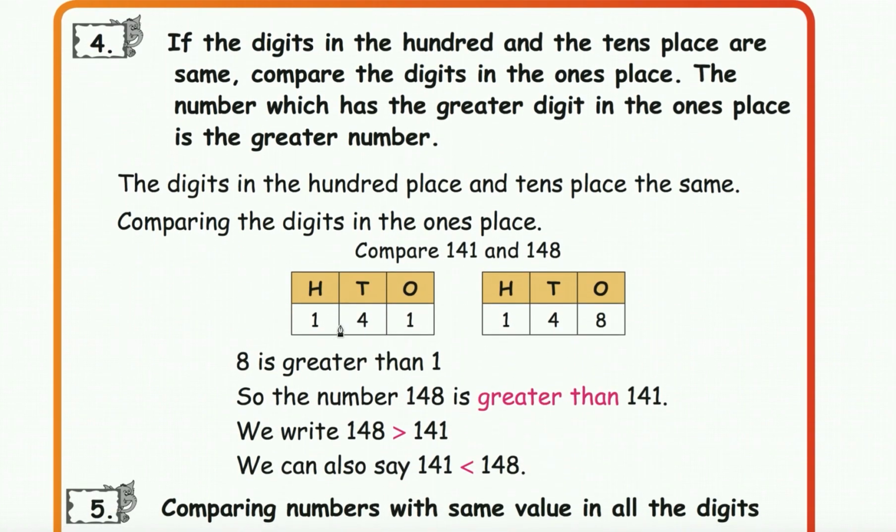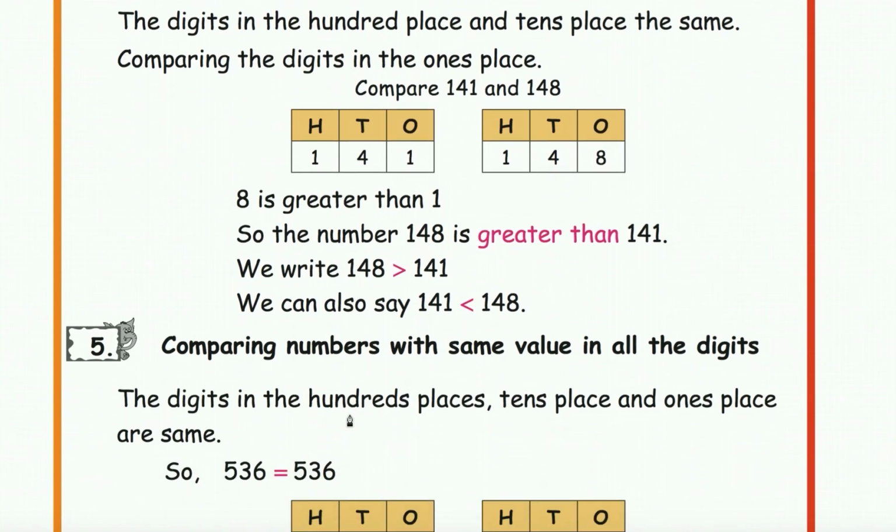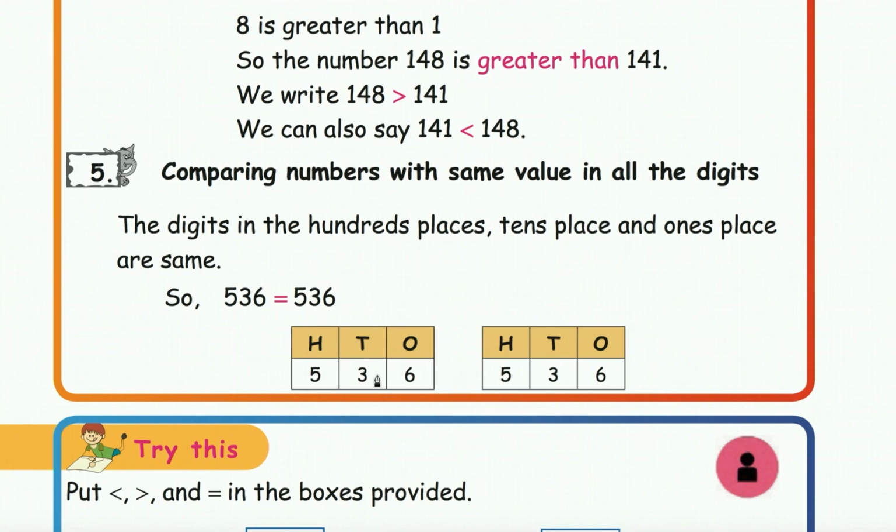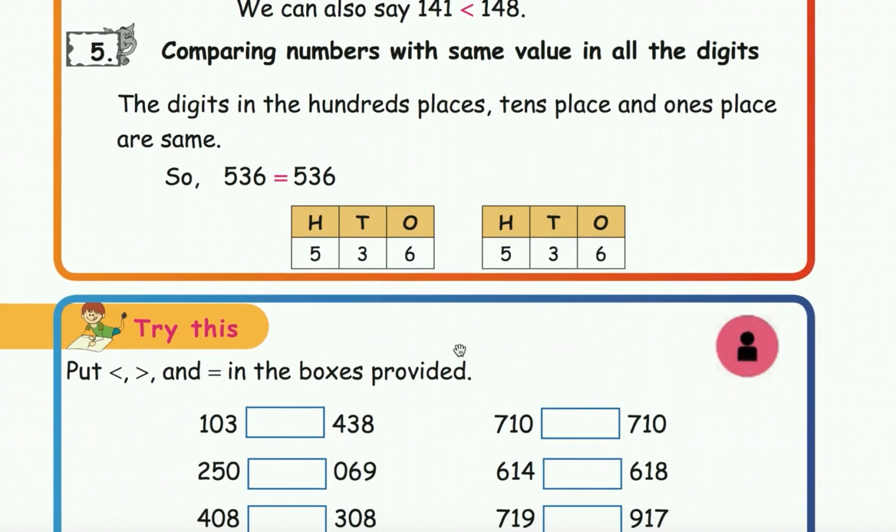Now see, if hundreds place and tens place numbers are equal, then you have to look at ones place. In this example, hundreds place both numbers are equal, tens place are also equal. In ones place 1 is there, in ones place 8 is there. Which is greater? 8 is greater than 1. So 148 is greater than 141. Now if the digits in the hundreds place, tens place, ones place are equal, then both numbers are equal.